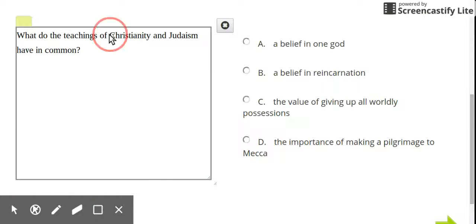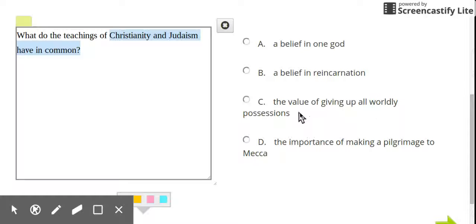Christianity and Judaism, what do they have in common? Hopefully you all should get this because we went over this pretty recently. Belief in one God, probably. Belief in reincarnation. There was nothing about reincarnation with those two. That was Hinduism and Buddhism.